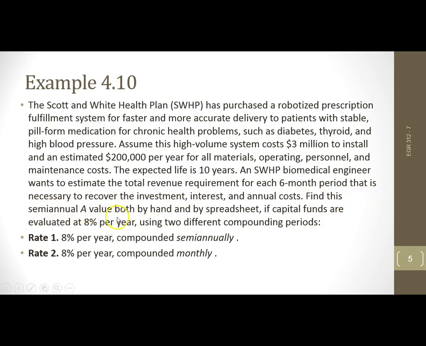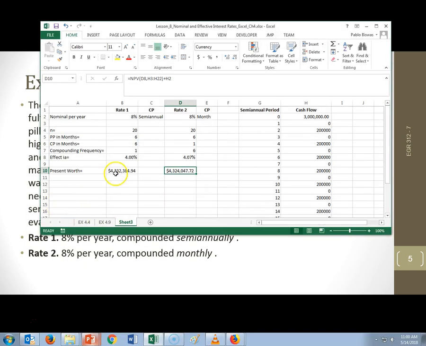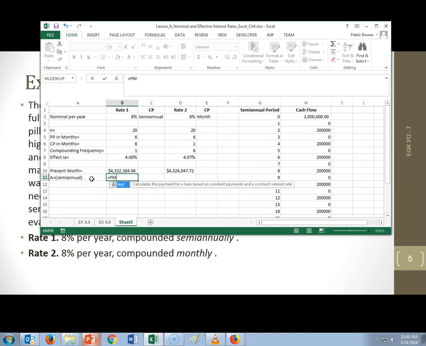Find the semi-annual A value both by hand and by spreadsheet. So basically, you need to find how much in monetary equivalent is happening every semi-annual, because the cost is happening in every year, so we need to bring it down to semi-annual. Okay, so that means we need to find the annual worth A for semi-annual, which is basically PMT. This is the rate. Number of periods is 20.